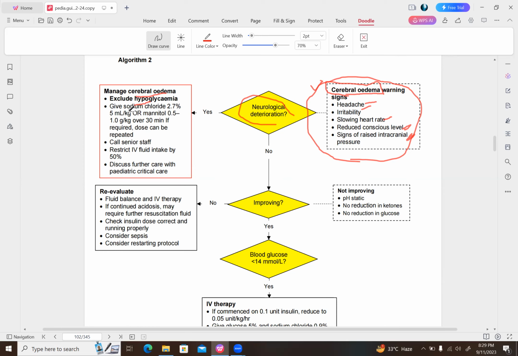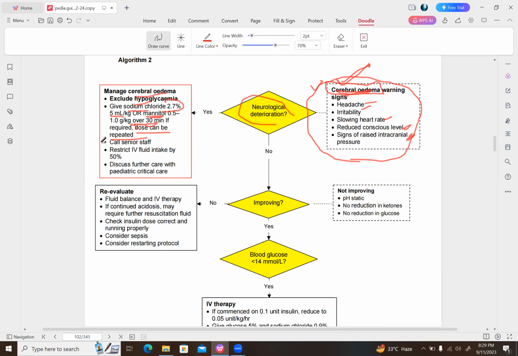How you correct this? You give sodium chloride, this is 2.7%, 5 ml per kg. Oh, yes, this mannitol is important. Mannitol in case of the cerebral edema. This can also be your exam question. They can ask you what drug is given in the cerebral edema and what is the dose. So it is the mannitol 0.5 to 1 gram per kg. It is given over 30 minutes, and if required, another dose can be given.